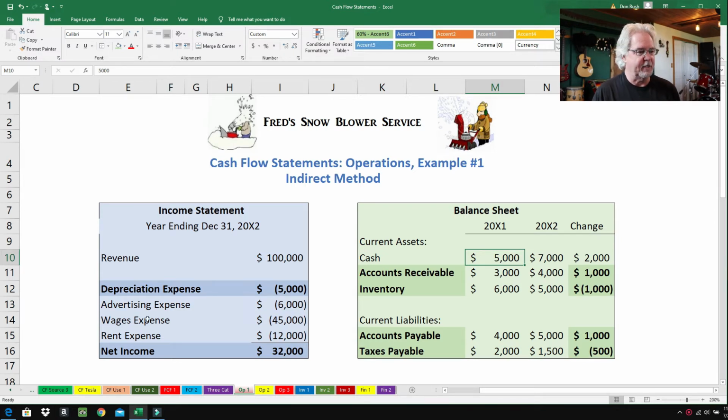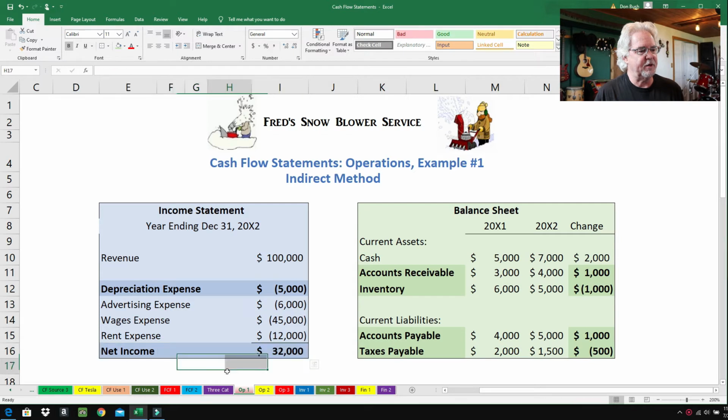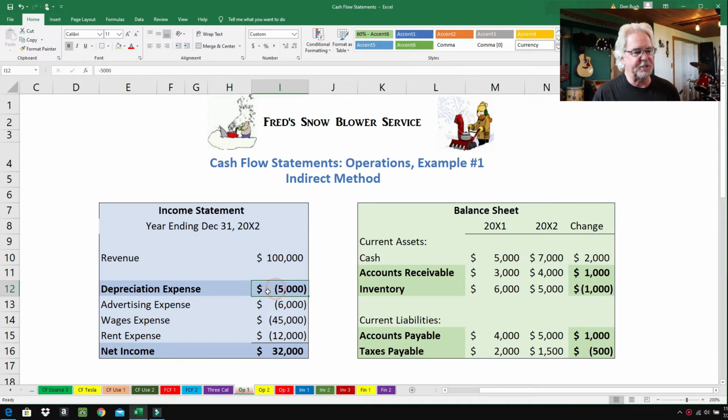So here's what we're going to do. I've got highlighted in bold here in a little darker blue color, net income here, 32,000, and so we're going to start with that number, and then what we're going to do is add back depreciation expense, because depreciation expense has nothing to do with cash. There's no cash involved with depreciation. Now those are the only 2 numbers that we need off the income statement: the bottom line net income and depreciation expense. All of the other expenses are fine the way they are, and we're not going to use them.